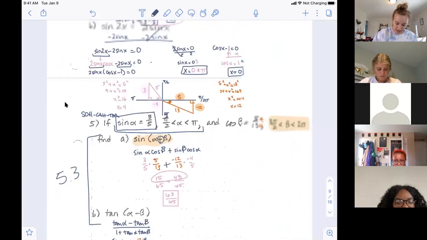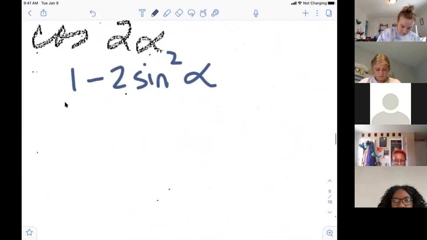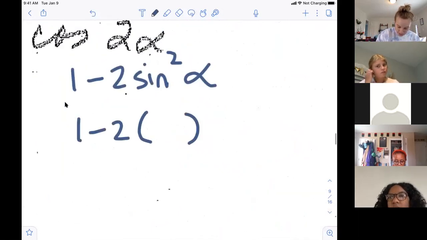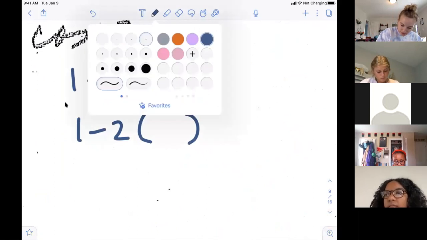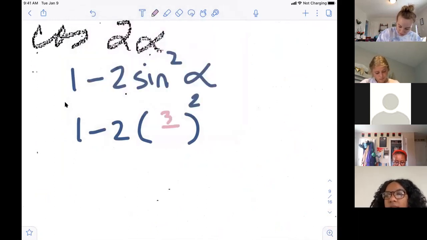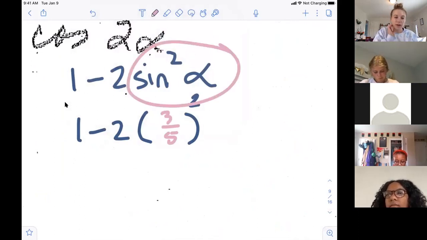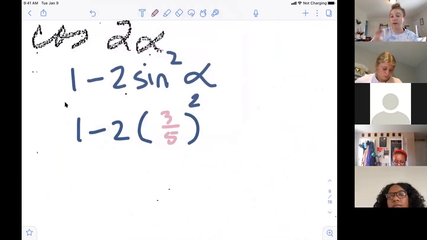So 3 over 5 is sine of alpha. So you can think of this as 1 minus 2 times 3 over 5 squared. And then we solve from there. When you have sine squared of a number, it means that you're squaring the sine. You're not squaring the angle. You're not squaring anything else. You're squaring the function, and that's sine. So sine of alpha, sine of anything, is a fraction. It's the ratio of opposite over hypotenuse.